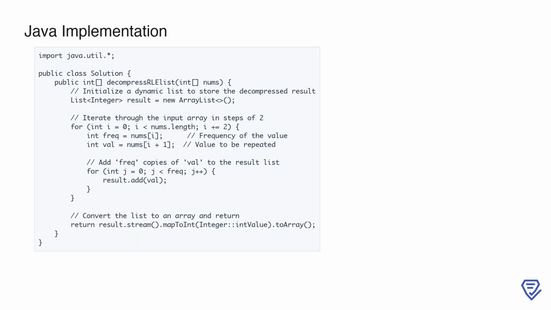This is the Java implementation of the decompress run-length encoded list problem, mirroring the logic of the Python solution. The solution uses a dynamic ArrayList to manage the decompressed elements and iterates through the input array in pairs, appending the appropriate number of elements to the result list. The list is then converted to an array for the final output using the Java Stream API. The key differences from Python include the use of explicit type declarations, Java collections like ArrayList, and conversion of the list to a primitive array for the return value.